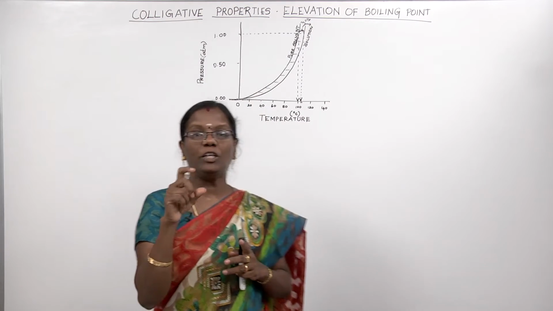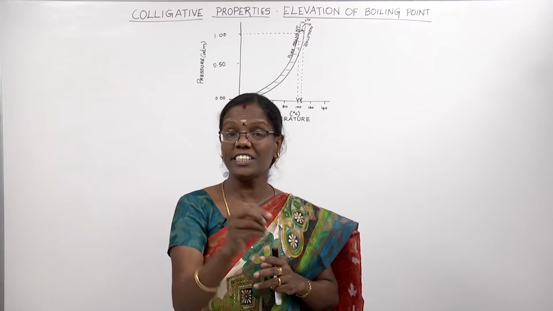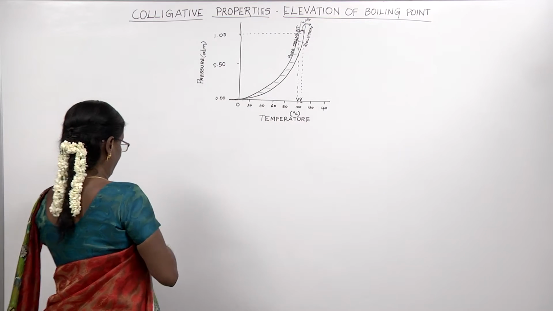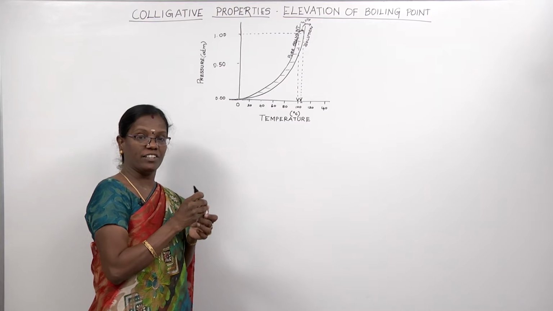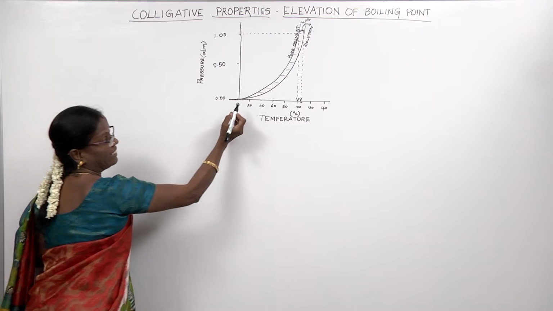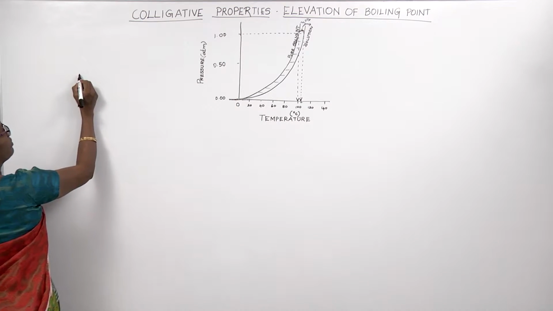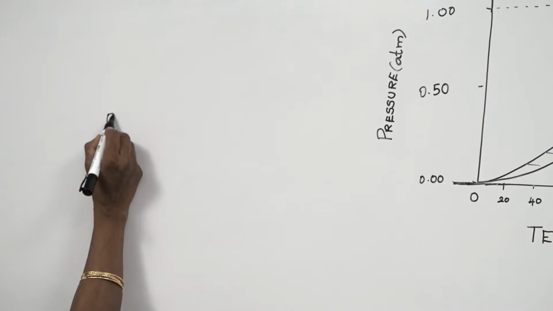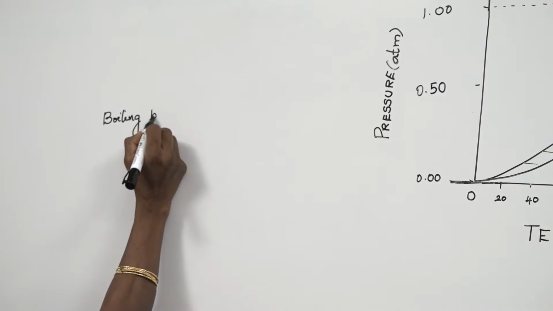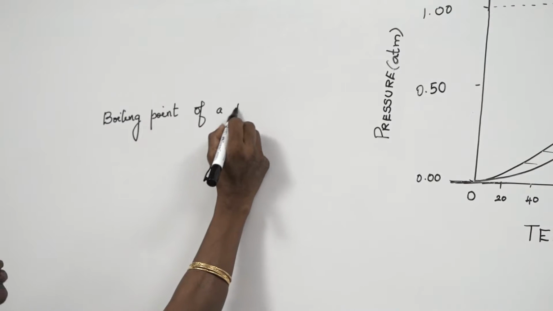This can be used in determining the molecular weight of an unknown solute. That is the importance of this topic. For that, we have to derive an equation. Here we can clearly understand that. Let us consider it like this. The boiling temperature of a pure solvent.